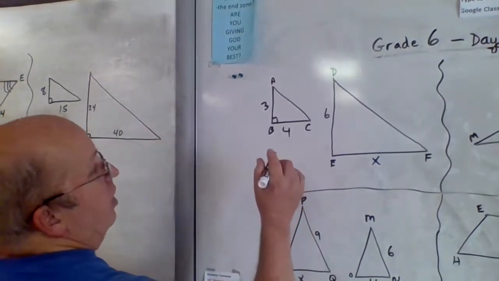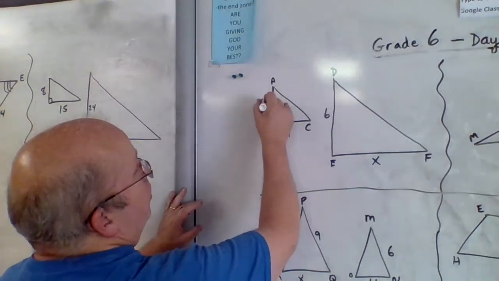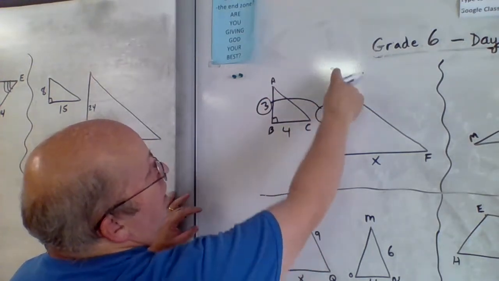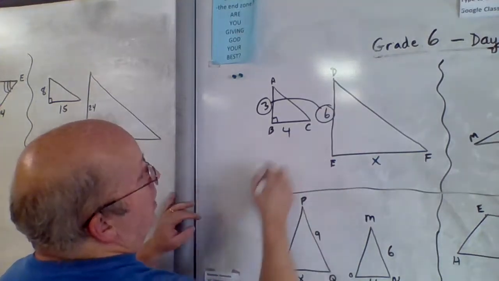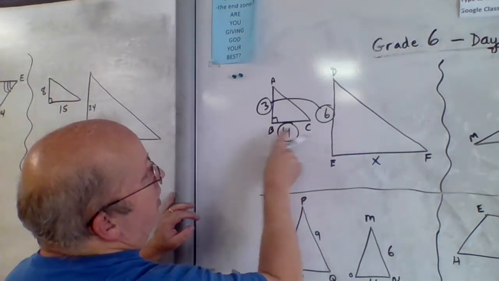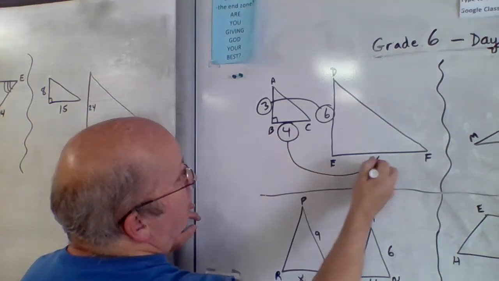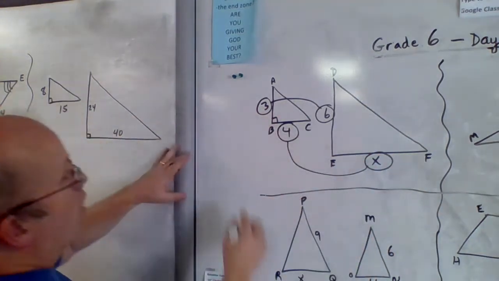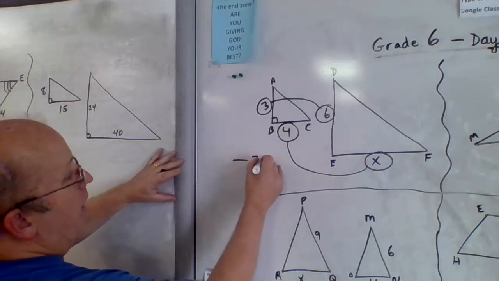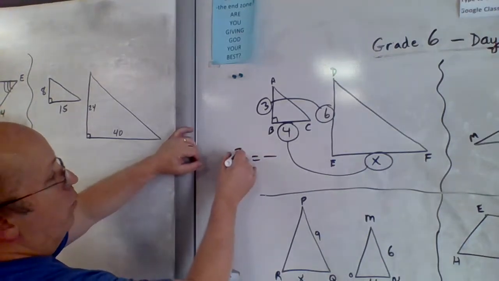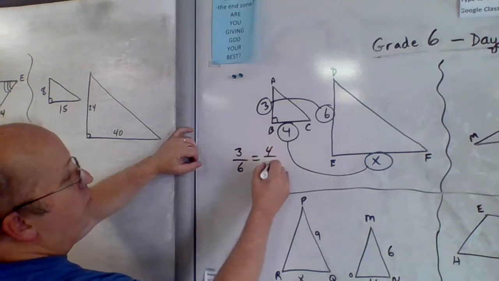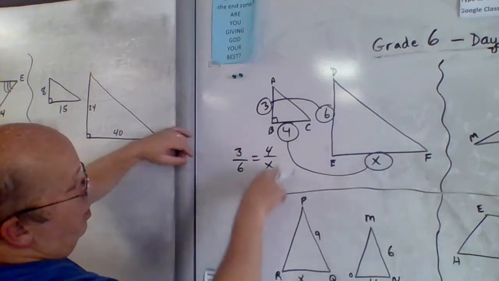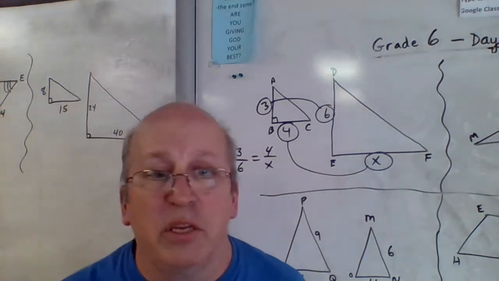Here's how you do it. This 3, line segment AB, corresponds to this 6 on line segment DE. This 4, line segment BC, corresponds to this x, line segment EF. Based on that, here's the math problem I would use to solve this. I would write 3 is to 6 as 4 is to x. See how I wrote it there? And then we just solve for x.